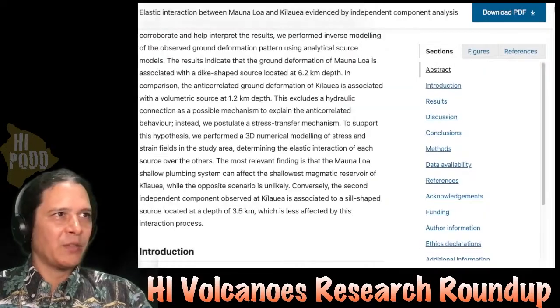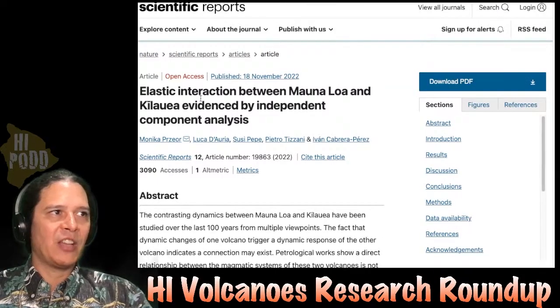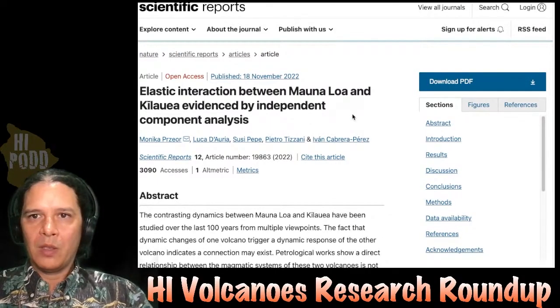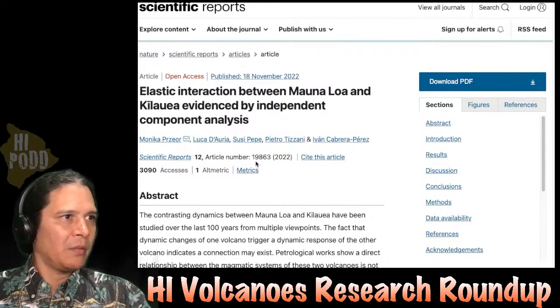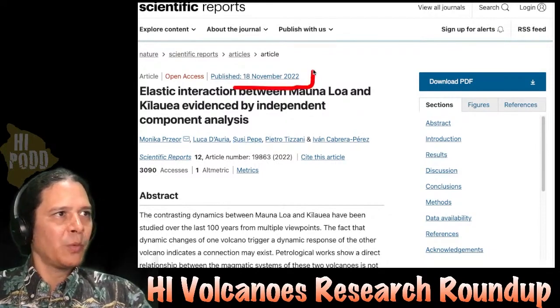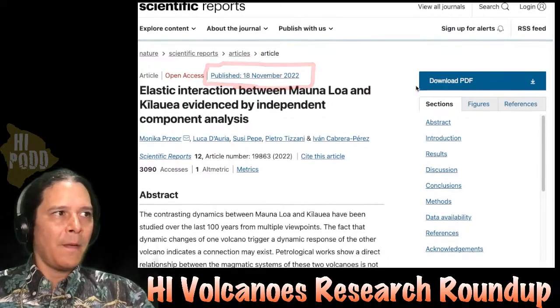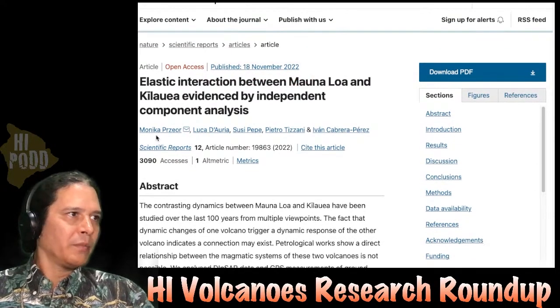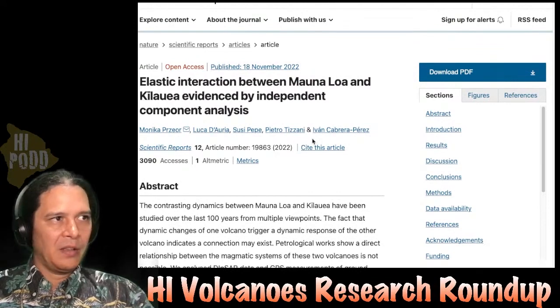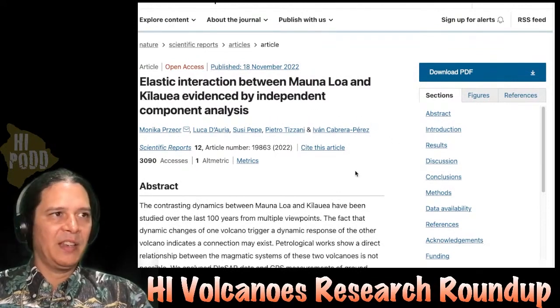Today we're going to look at, as we mentioned, the elastic interaction between Mauna Loa and Kilauea. This is published November 18th, 2022, so just last week. It's open access on Nature. And this is by Monica Prozior and others, a group out of Spain and Italy.